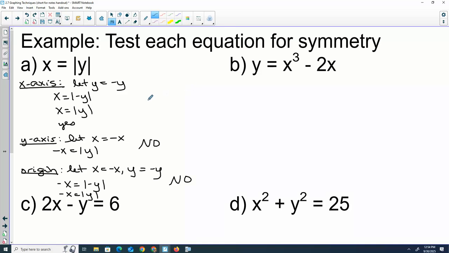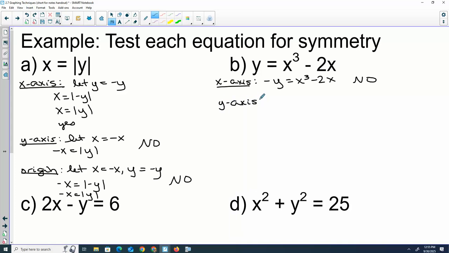You could have also graphed it if you wanted to get there. So if I want to check this one, to check the x-axis, what do I do? Make the y a negative. Does that turn back into the original one? No. Just have a negative there, there's no way to get rid of it, so that one is not.